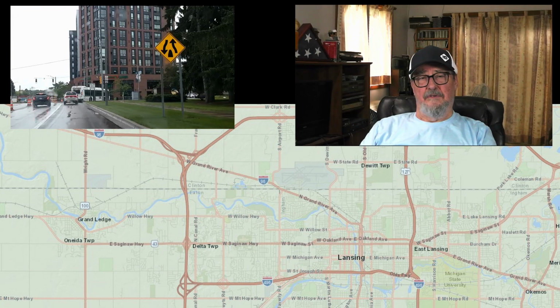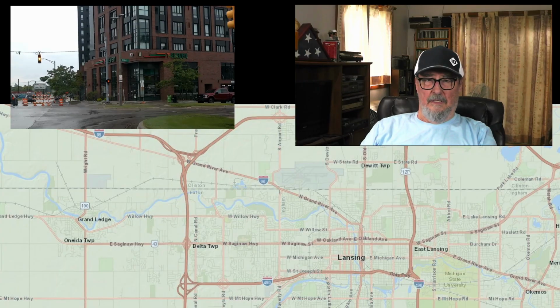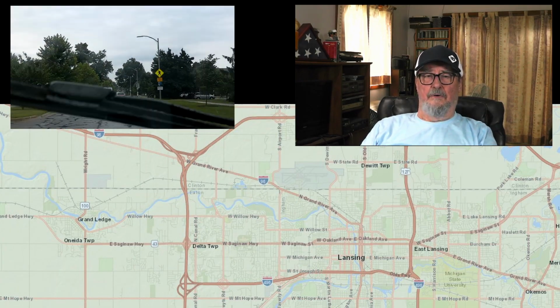Driving through the campus of Michigan State University, where there's a detour around the construction.